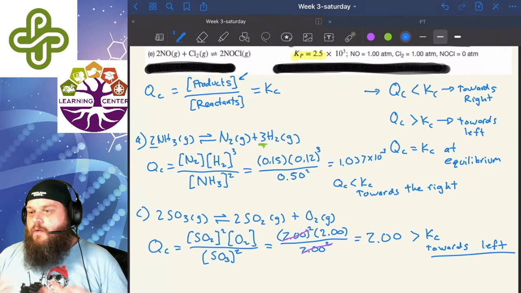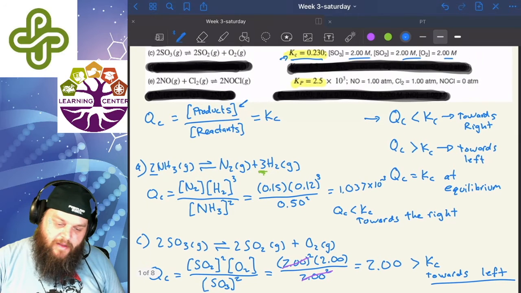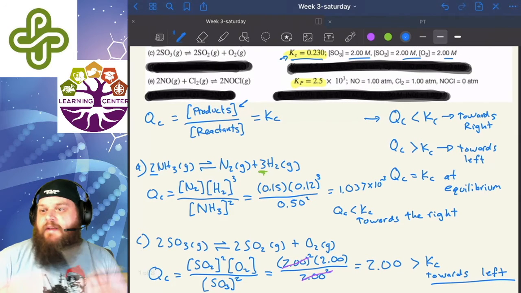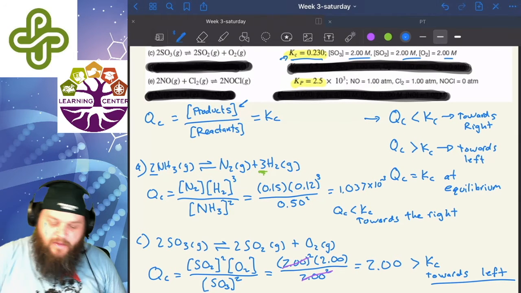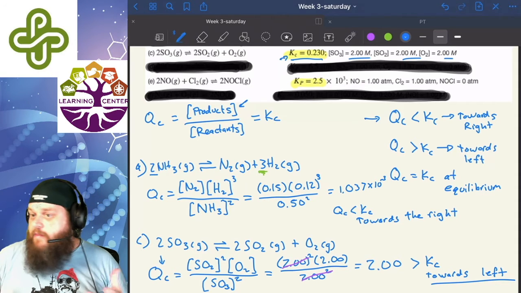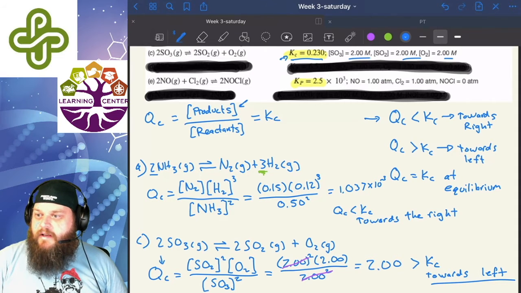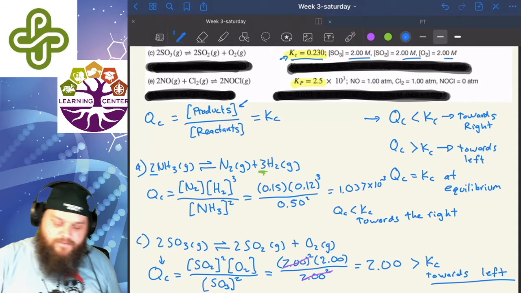So our quotient is higher than our constant by quite a considerable bit. So we can see that we need to go back and make more reactants. We need to lower this quotient value, and to do that, we need the denominator to be bigger and the numerator to be smaller. And that's going to happen in a certain proportion until we get to that constant value.